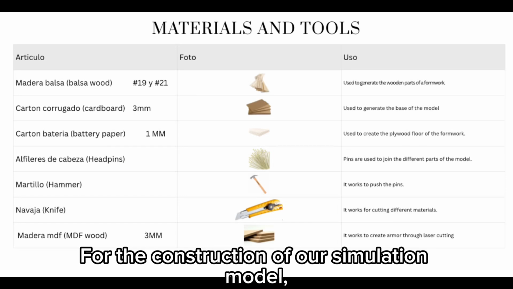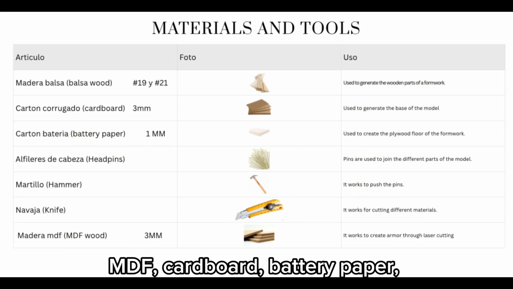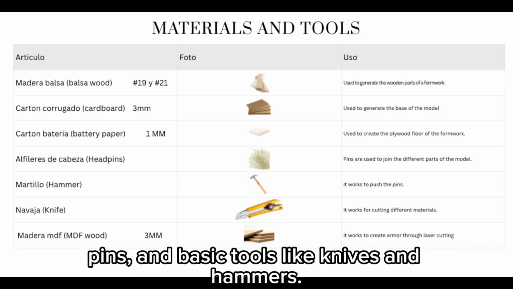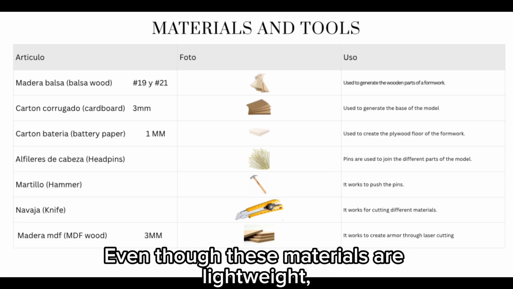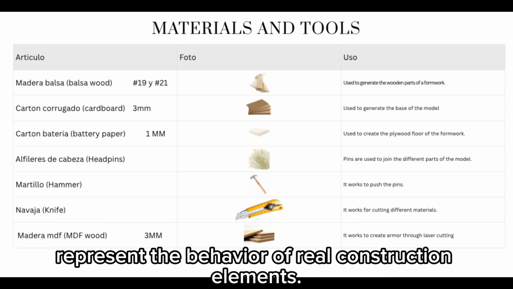For the construction of our simulation model, we used simple materials such as balsa wood, MDF, cardboard, battery paper, pins, and basic tools like knives and hammers. Even though these materials are lightweight, they allowed us to accurately represent the behavior of real construction elements.